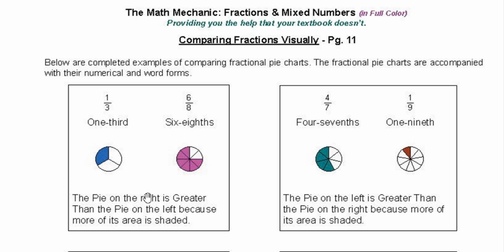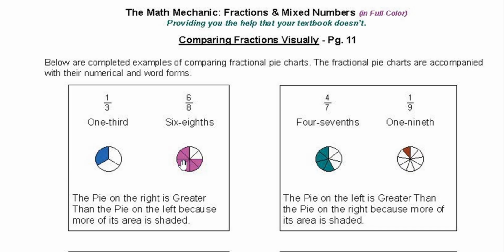What we are going to do now is see which pie has the most area shaded. Right here is 1/3, and you see how much of its area is shaded here. And below, the fraction 6/8, we're going to look at how much of its area is shaded. So as you can see, this is the area that is shaded for the fraction 6/8. So now we're going to compare.